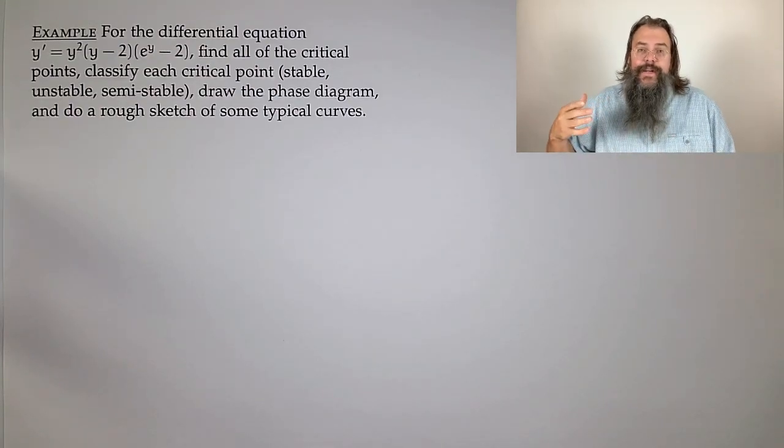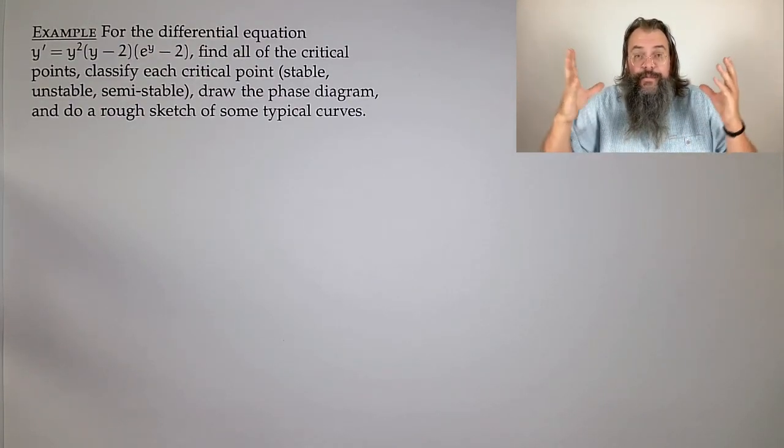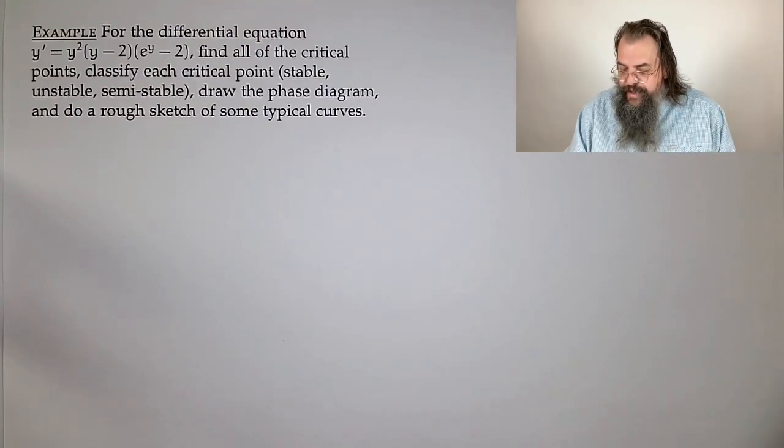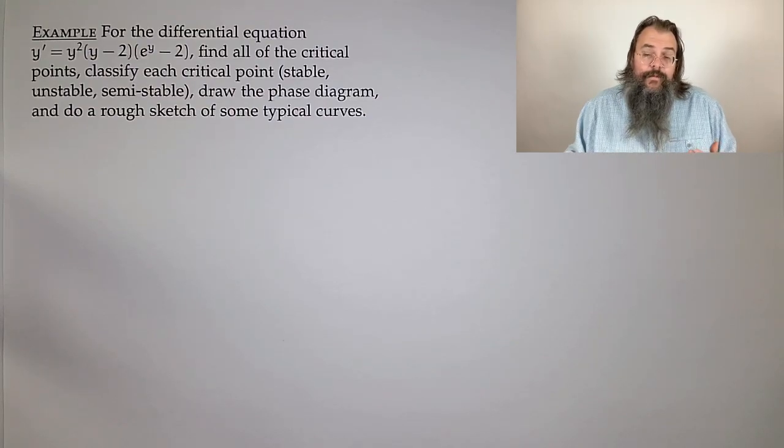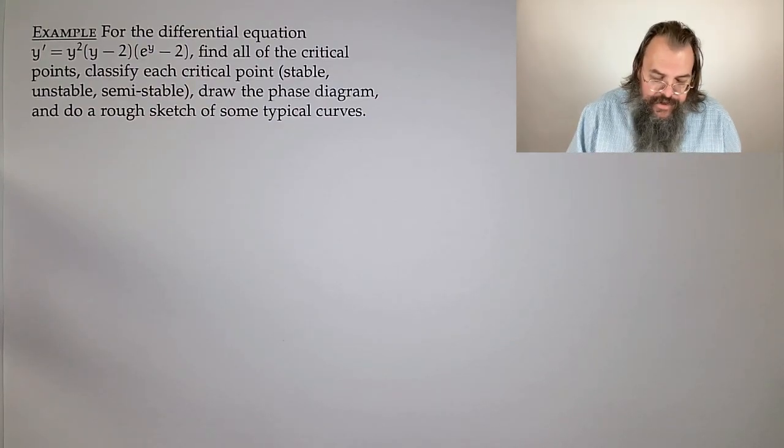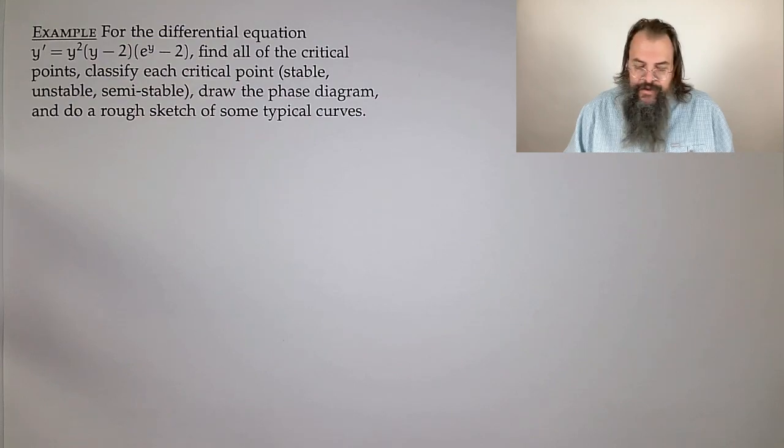So, essentially, we're going to do what we just did, but with a specific function in mind. So we can say, okay, let's see what's going on. Now, you might say, I don't know how to sketch this function, y squared times y minus 2 times e to the y minus 2.